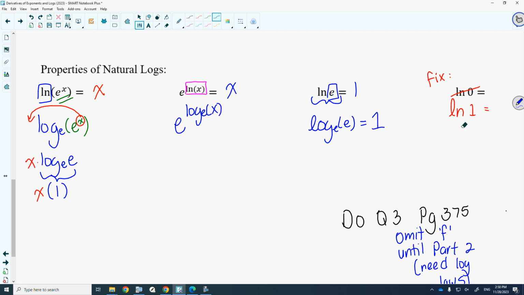Okay. ln of 1, do you guys know what this answer is going to be? It is going to be 0. And again, ln is a log base e. The argument is 1. Whenever you have an argument of 1, e to what power? e is 2.71. To the power of 0 will give you 1. Okay, sorry, this should be 0. e to the power of 0 will give you 1.